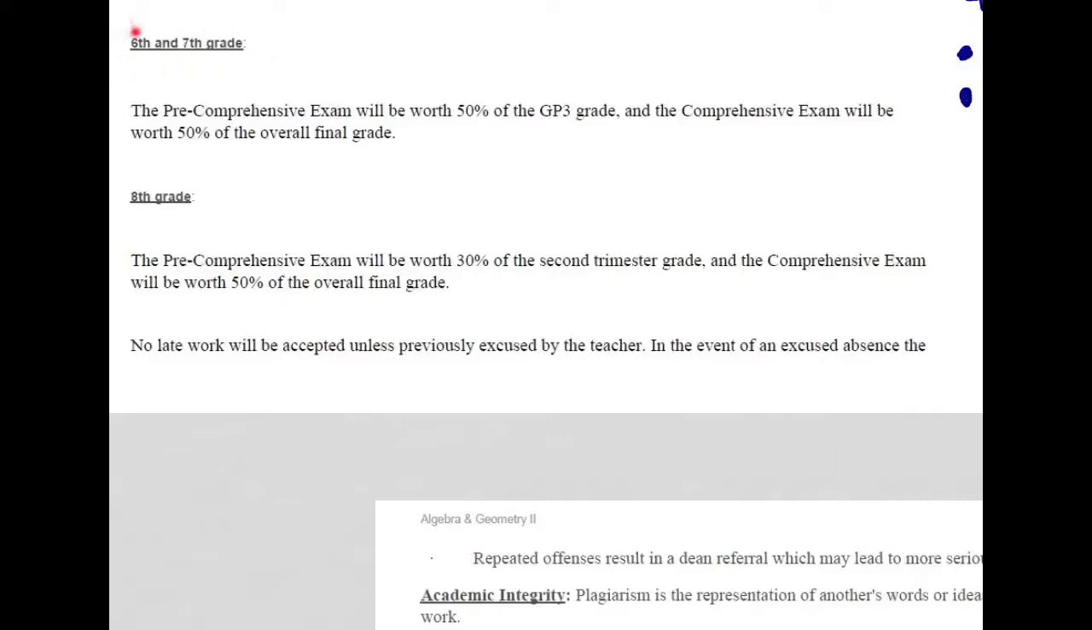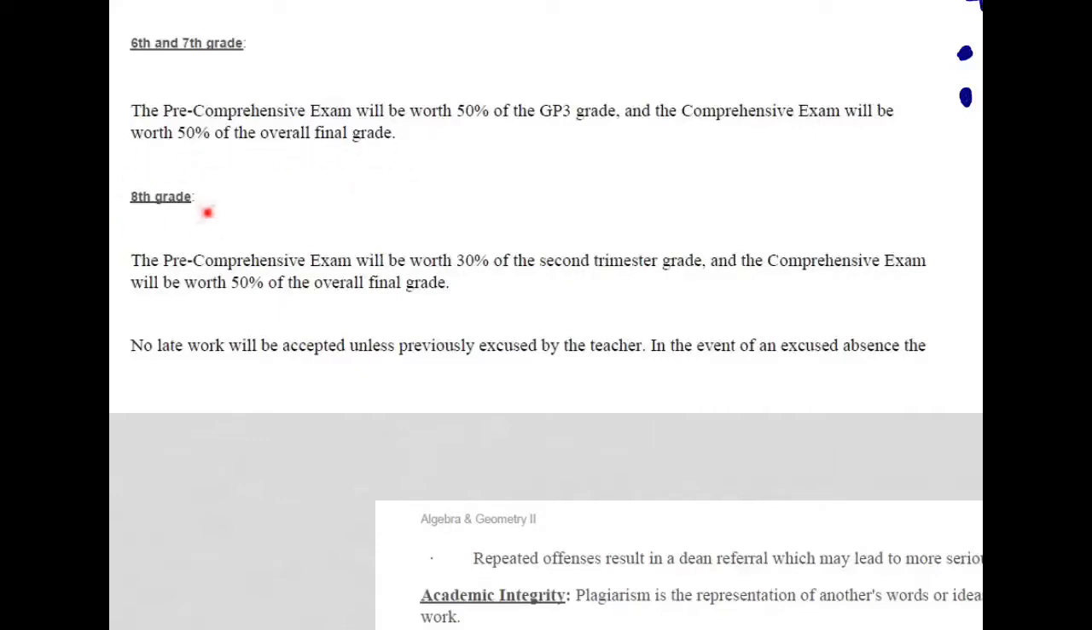If we're looking at the 6th and 7th graders, for those you have a pre-comp that will be worth 50% of the GP3 grade. And then the comprehensive exam at the end of the year would be worth 50% of your overall final grade.